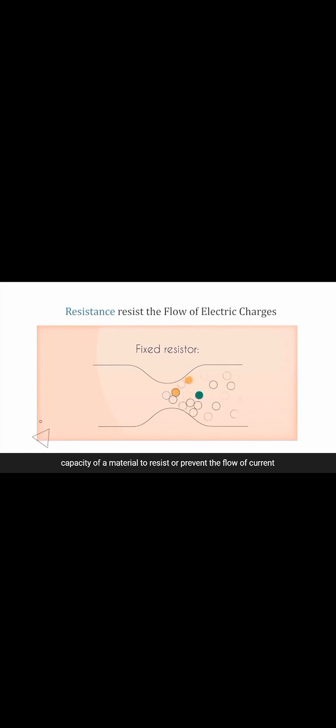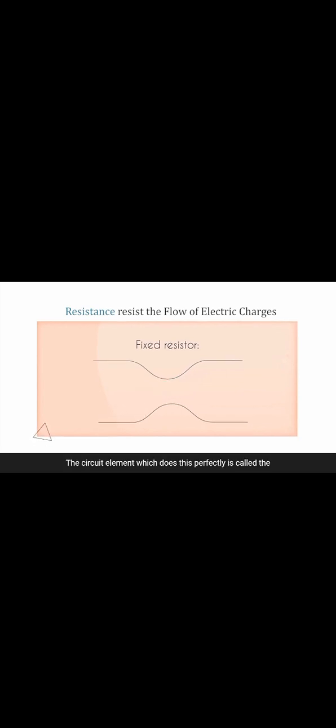Let's understand resistance. Resistance is the capacity of a material to resist or prevent the flow of current, or more specifically, the flow of electric charges within the circuit. The circuit element which does this perfectly is called the resistor. Resistance is measured in ohms, and the Greek symbol is omega.